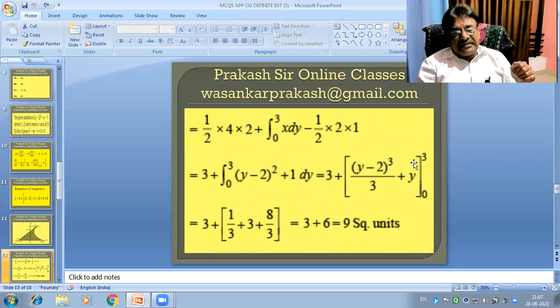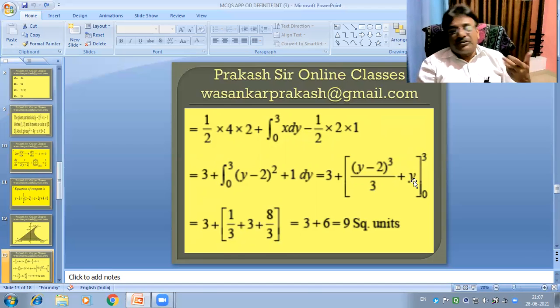Therefore, this 3 as it is, upper limit minus lower limit, 3 minus 2, that is 1, 1 to the power 3, 1 by 3. So right here 1 by 3. Here put upper limit 3, so right here 3. Minus lower limit, we put here 0. 0 minus 2, minus 2 to the power 3, minus 8 by 3, negative positive, plus 8 by 3.